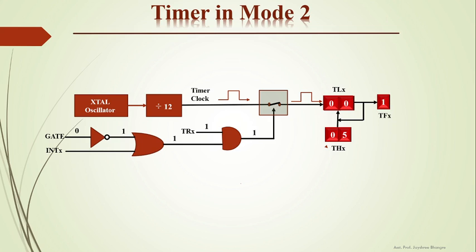So after clearing this TFX flag, the count that is in THX will automatically be loaded into TLX, and it will again start counting, that is 05H up to FFH. So in this way there is no need to reload the initial count again and again into the THX register.